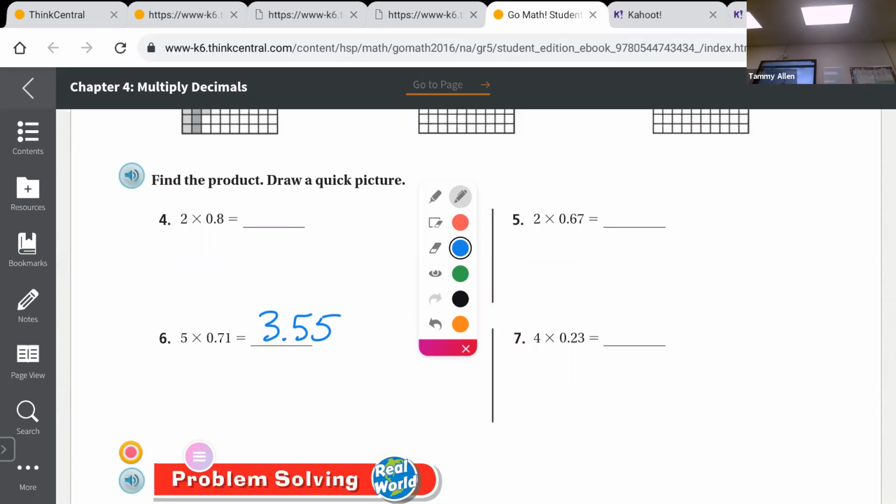Okay. And number 7, you do 4 groups of 23 hundredths. 92 hundredths. Okay. You've only needed 1 box for that. Okay. Questions on that? Okay.